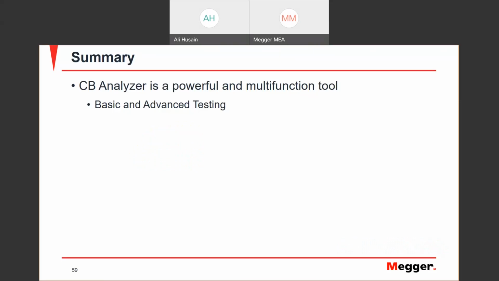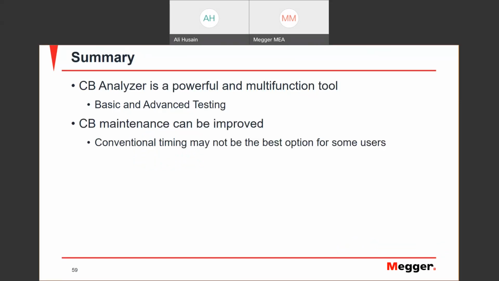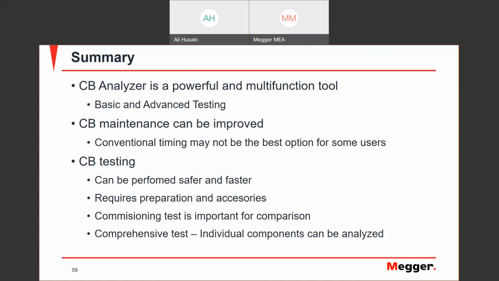Just a quick summary about what we have talked about. Circuit breaker analyzers can really give you the ability to do basic or advanced testing. Doing conventional timing might not always be the best option for you. You can have other options like the dual ground, and the VDS timing for the medium voltage GIS systems. First trip could be beneficial, so there are a lot of options that you can do. We always recommend going for the safest and fastest ways, so dual ground is something I really recommend.